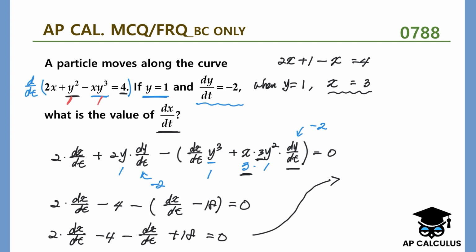So if we simplify this, here we have 2 dx over dt minus 1 dx over dt. 2 minus 1, that's 1, right? Here we have minus 4 plus 18, that's plus 14. So dx over dt is equal to negative 14, right? That's our answer.